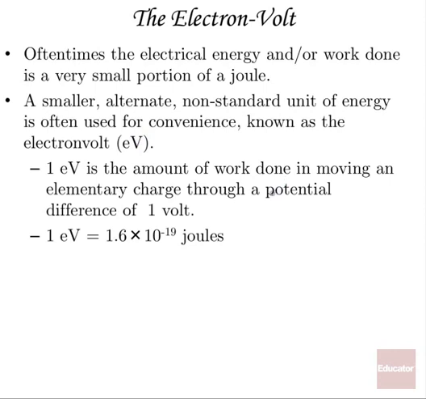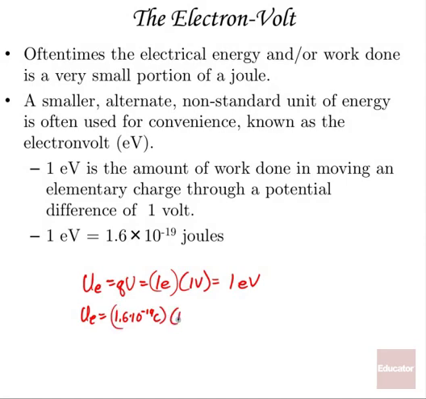It's the amount of work done in moving an elementary charge through a potential difference of 1 volt. So if electric potential energy is charge times voltage, and your charge is 1 elementary charge, and you move it through 1 volt, the electric potential energy is 1 electron volt. If we were to do that in standard units, the charge of 1e is 1.6 times 10 to the minus 19 coulombs times 1 volt, which would have given us 1.6 times 10 to the minus 19 joules.